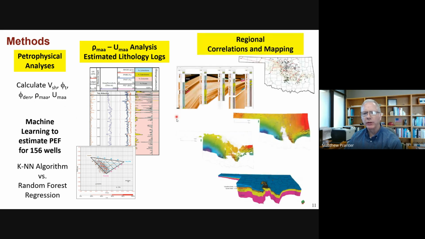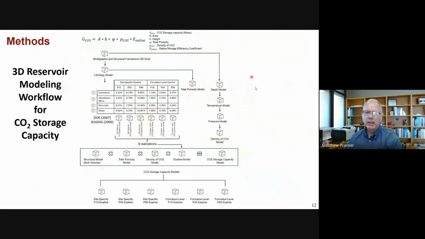And then those were used as a constraint along with all the mapping that was done with the conventional logs to correlate these different formations across the state and generate structure contour maps and isopach maps that were then used to create a three-dimensional grid across the state for these key formations that I'm talking about. So there's a lot on this. I'm just going to step through it briefly.